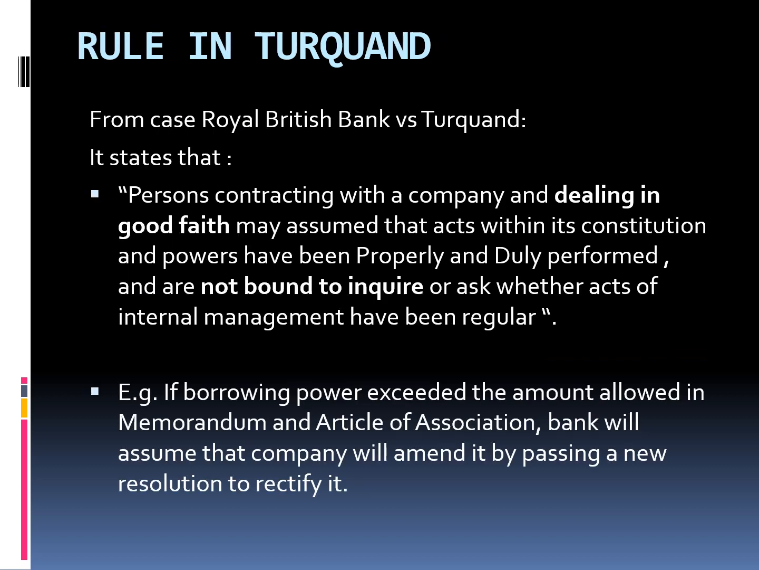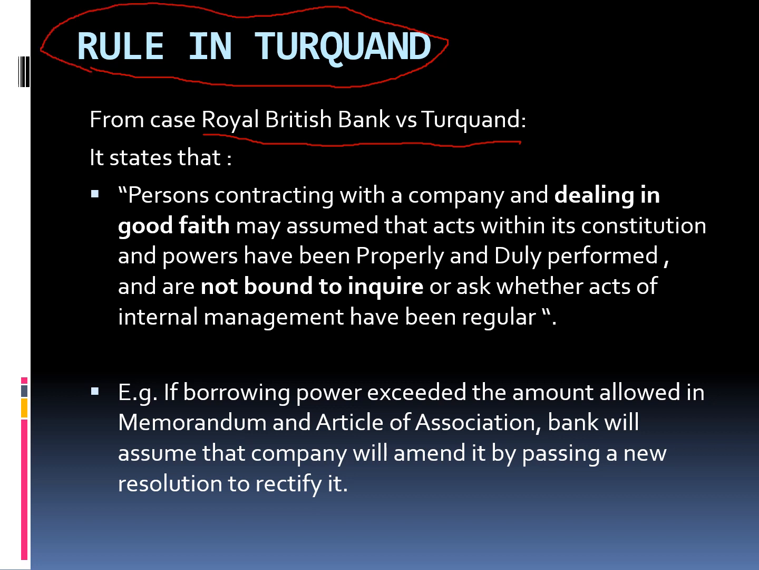Okay, untuk ultra-vires borrowing ni ada legal case yang terlibat, iaitu case Royal British Bank versus Turquand. Okay, ini case dia. So, daripada kes ni wujudnya rule in Turquand. Apa maksud rule in Turquand ni? Okay, kita tengok dulu kes ni. Dalam kes ni, persons contracting with the company and dealing in good faith may assume that acts within its constitution and powers have been properly and duly performed and are not bound to inquire or ask whether acts of internal management have been regular.